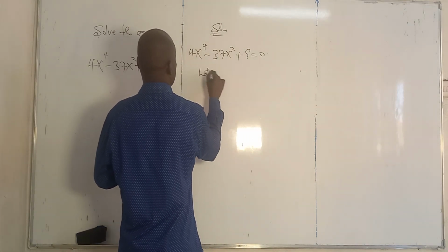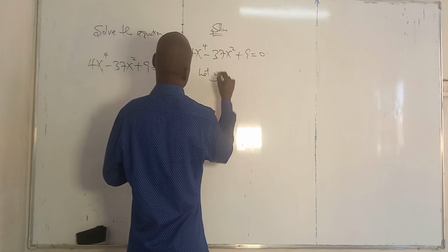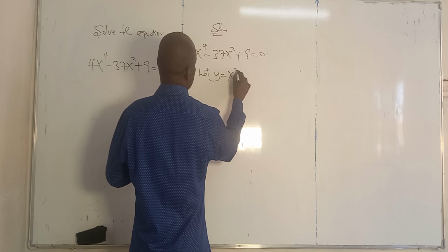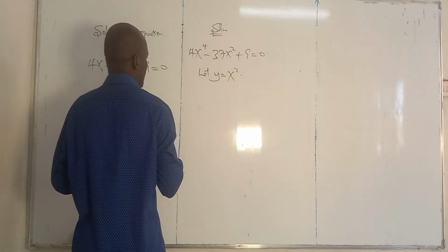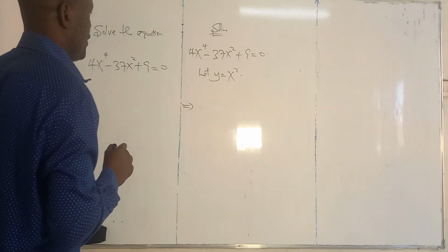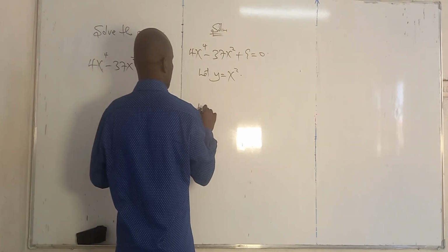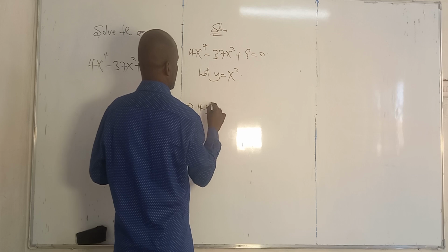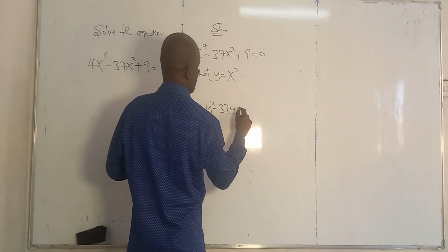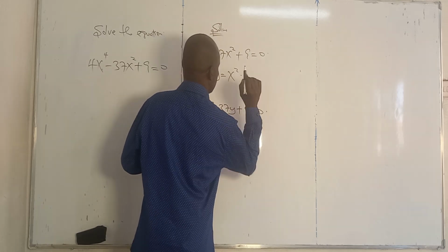So let y, we can say y or m, to be x squared. If we let y to be x squared, then that should imply that here we have 4y squared minus 37y plus 9 is equal to 0.